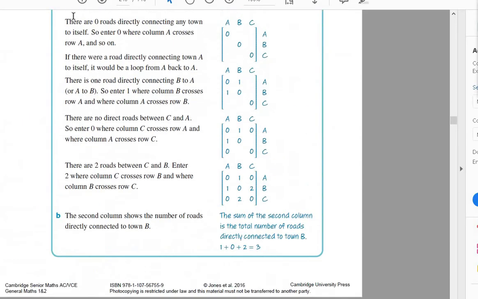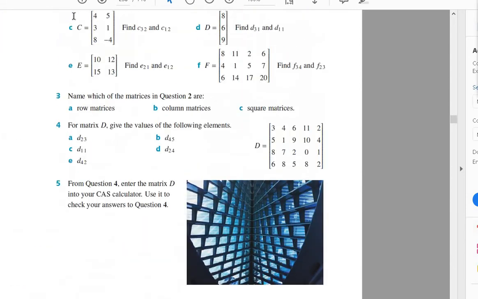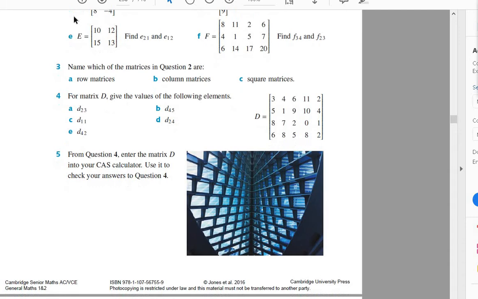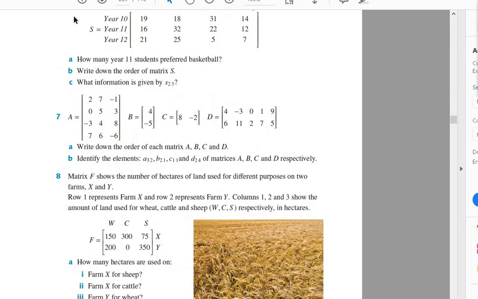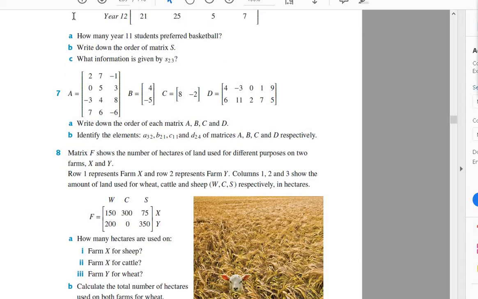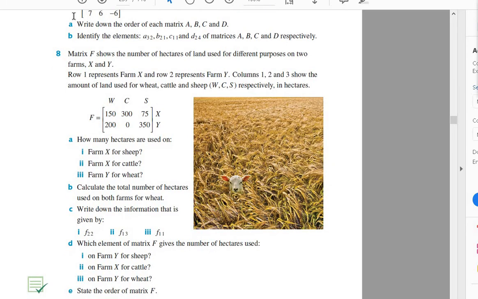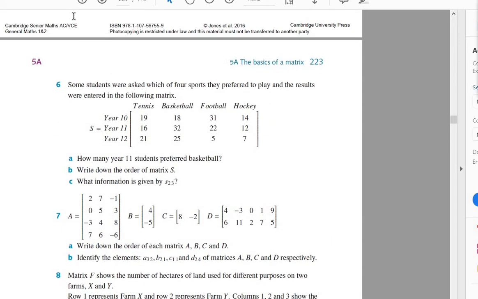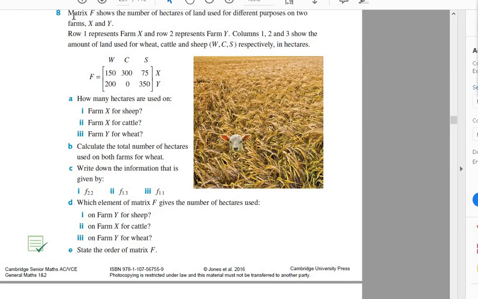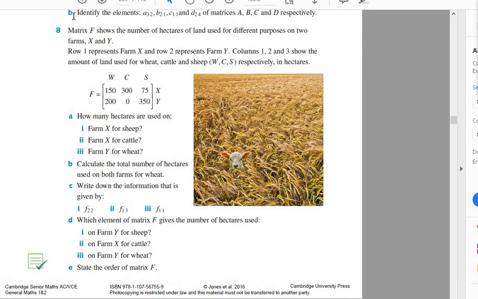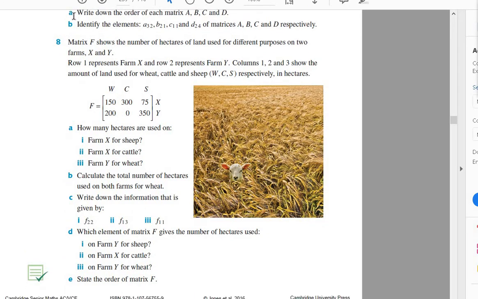So let's quickly go to 5A and can you quickly do question number 8 for me, please? Let's try question number 8. This is 5A, question number 8, and I'm on page number 223. Just look at your screen.